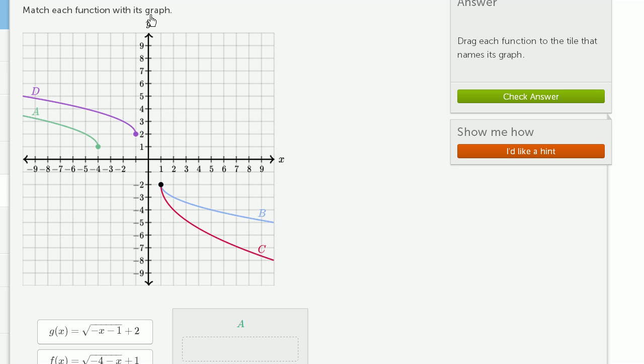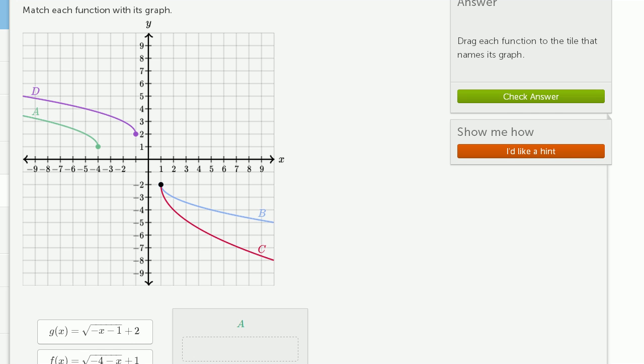Match each function with its graph. And we have graph D, A, B, and C. Let's just start with the graph of B, because this one looks the closest to the square root of x, which would look something like that. But it's clearly shifted, and it's flipped over the horizontal axis. The fact that it's flipped over the horizontal axis means that we're taking the negative square root.